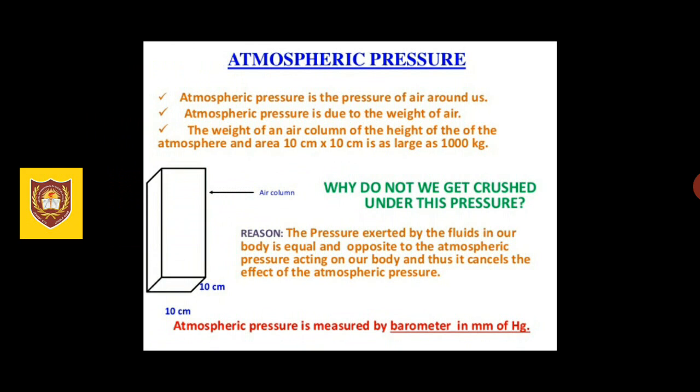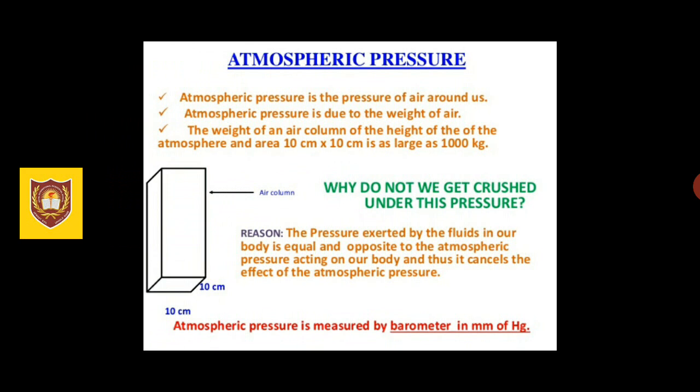Let's see the figure. Here we have an air column having an area of 10 by 10 centimeter. The weight of an air column of the height of the atmosphere and area 10 into 10 centimeter is as large as 1000 kilogram.